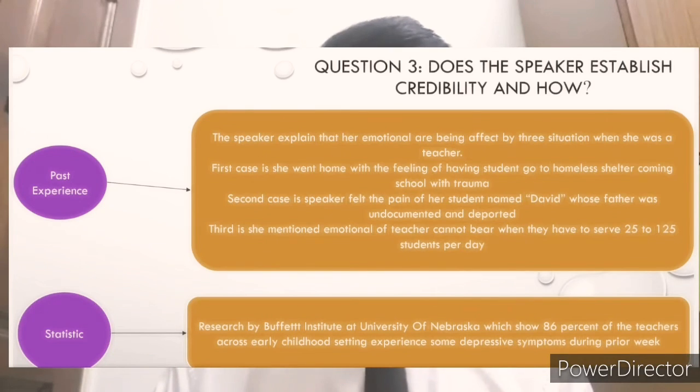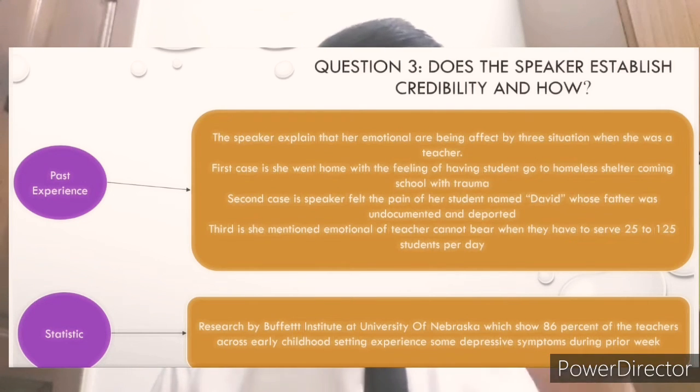In the second year of teaching, the speaker felt pain towards a student named David, whose father was undocumented. The speaker hoped that she could get support from others so that she could provide support for David. Then the speaker said that the emotional state of teachers becomes worse when they have to serve 25 to 125 students per day. Other than past experience, statistics is also one of the ways the speaker establishes credibility.